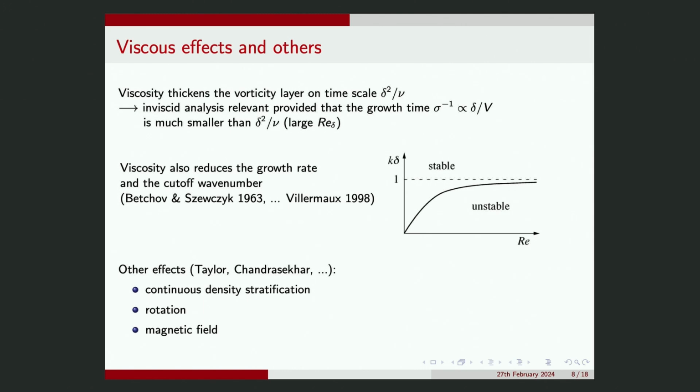cutoff wave number, which has been studied by a certain number of people, from Betchov and Criminale in 1963 up to numerous people. And later, some additional effects have been introduced in the problem, such as continuous density stratification, rotation, magnetic field, etc., with a number of persons, including Taylor and Chandrasekhar.